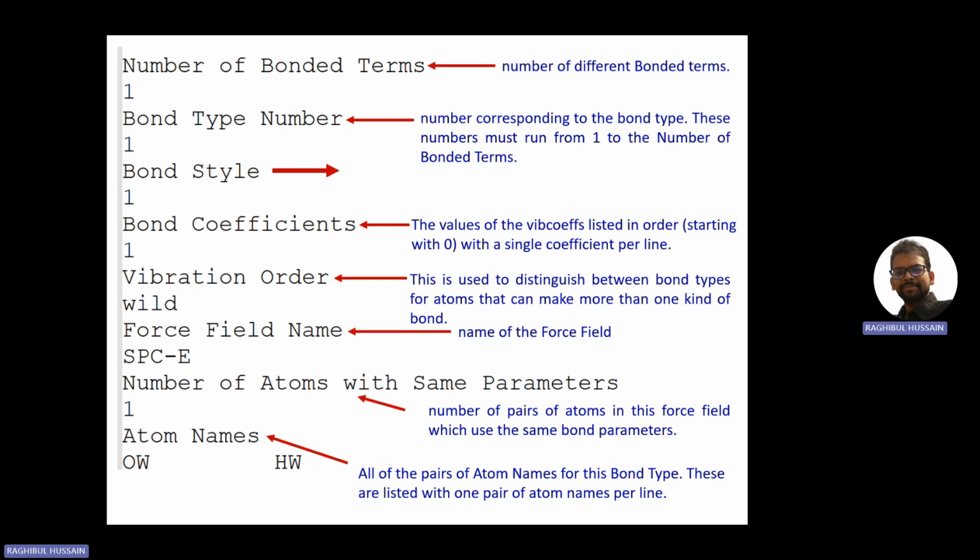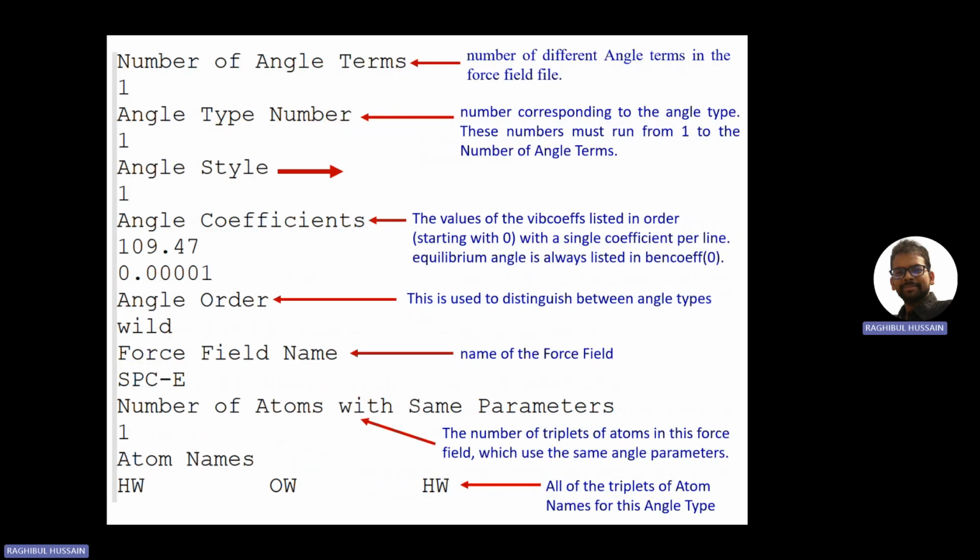Under the bond coefficients, we need two pieces of information. But in this case, bond length is fixed. So this is 1 angstrom. Vibration order, we don't know. So put while. The CBMC algorithm will guess. This is the name of the force field. Number of atoms with the same parameters is 1. And what are the two different atoms? OW and HW. So we are defining the bond length parameters for OW and HW. Done.